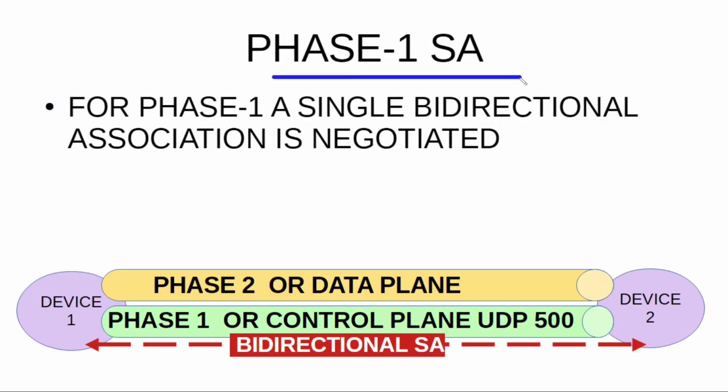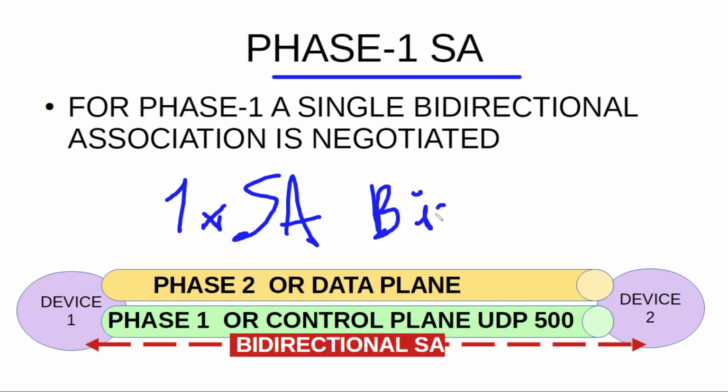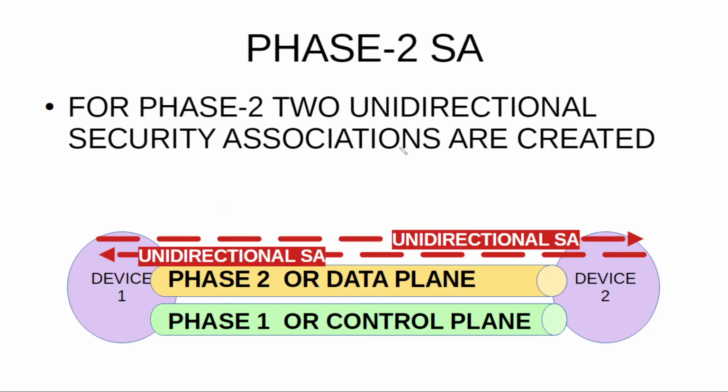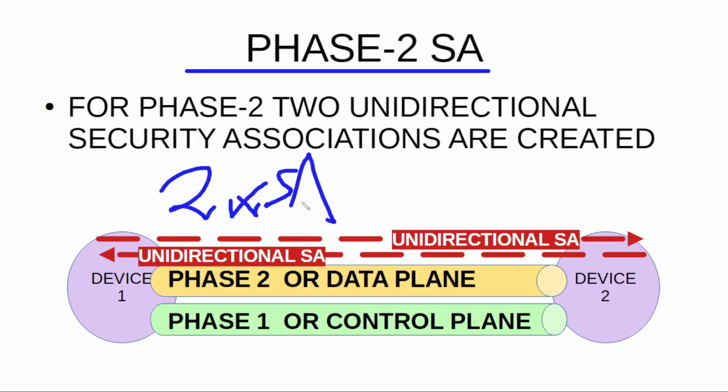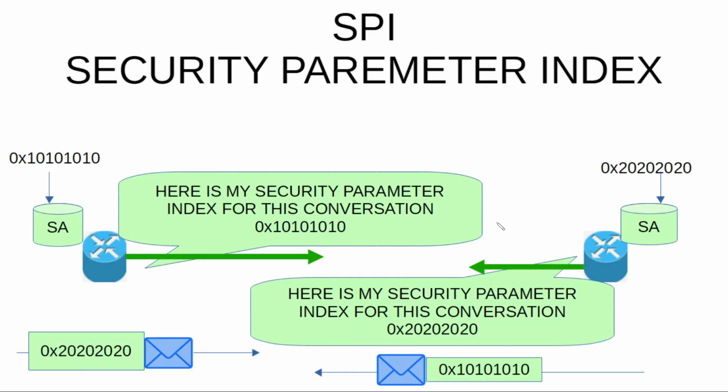Now for phase 1, we are going to only negotiate one security association that happens to be bidirectional. And for phase 2, we are going to negotiate two security associations that happen to be unidirectional. Now let's talk about the security parameter index.